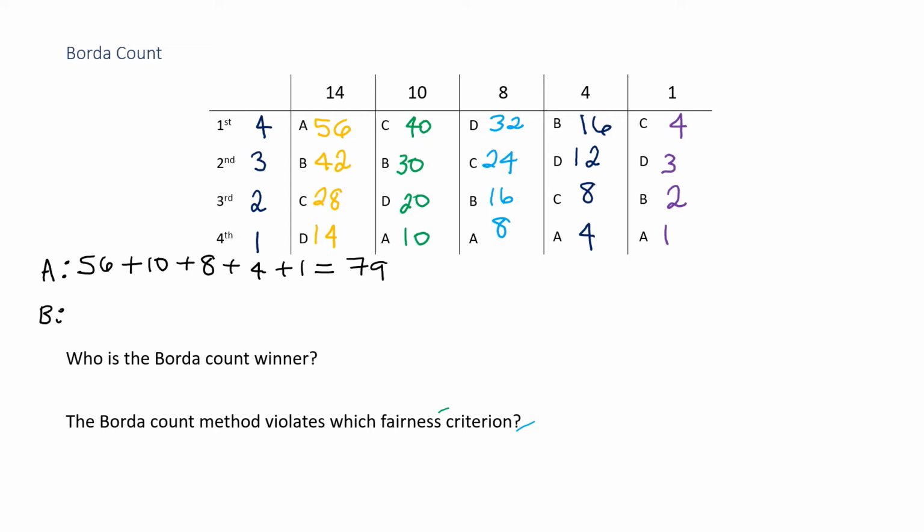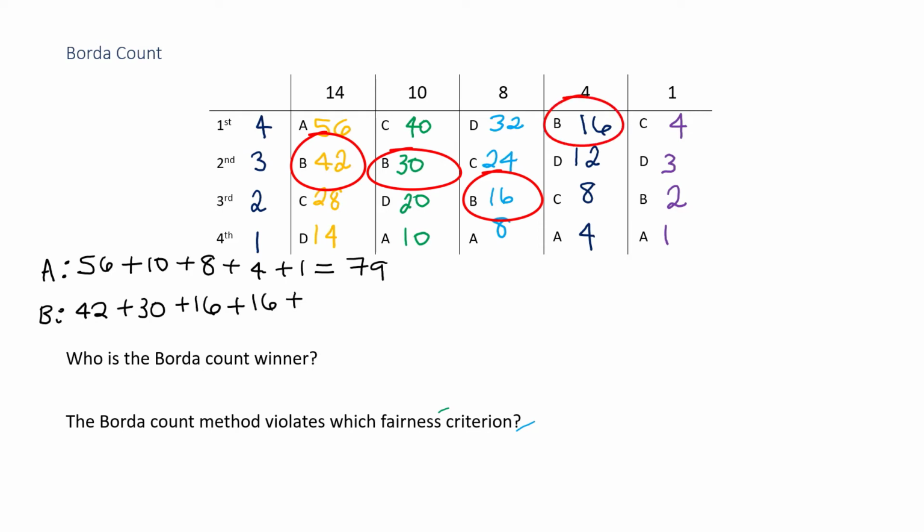Let's tally up all the points for B. On the first ballot, B got 42. On the second one, B got 30. On the third one, B got 16. On the next one, B got 16 again. And on the last one, B got 2. 42 plus 30 plus 16 plus 16 plus 2 is 106.